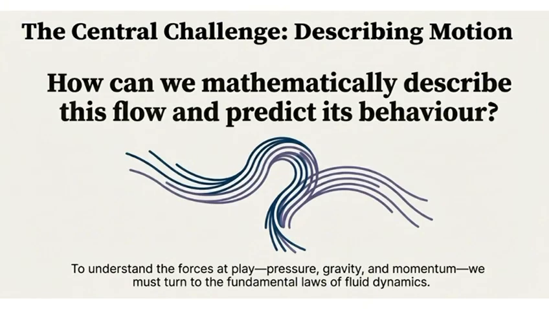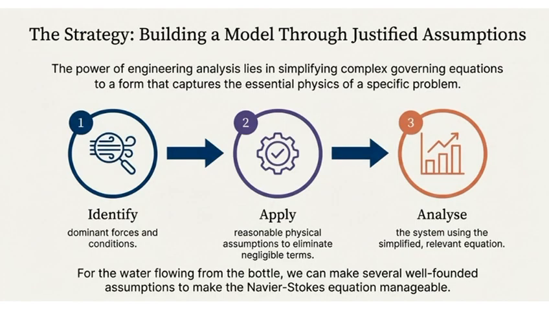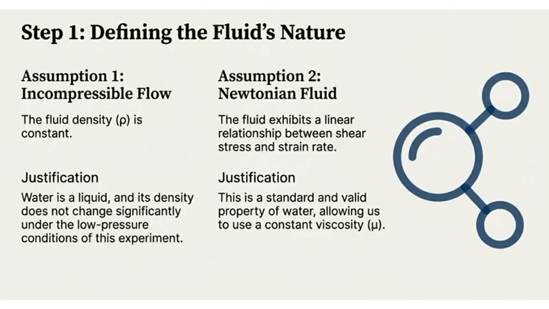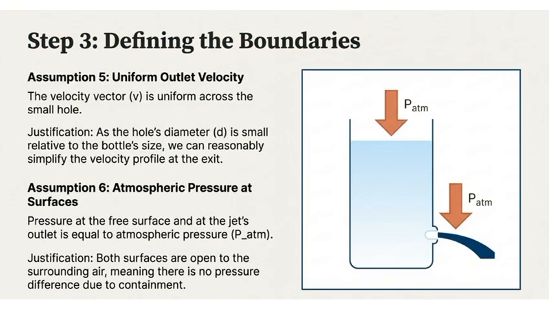To mathematically describe these forces, we rely on the Navier-Stokes equations for incompressible flow, which balance inertia, pressure gradients, viscosity, and gravity. Because the complete equation is notoriously difficult to solve, the analytical approach requires making several justified physical assumptions to simplify the model. These include treating the water as an incompressible Newtonian fluid with constant density and viscosity. Furthermore, the system is analyzed as a quasi-steady flow where air resistance is negligible and the pressure at both the water's free surface and the jet outlet is equal to atmospheric pressure.